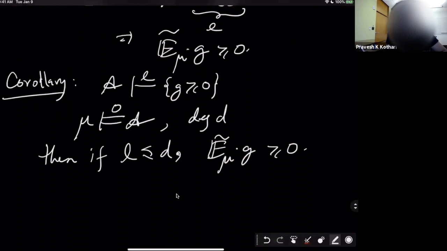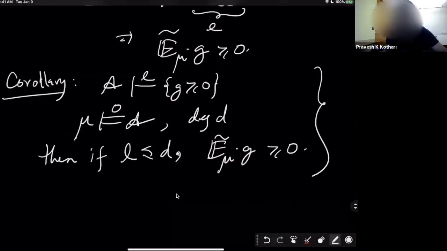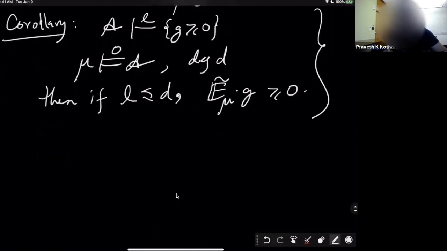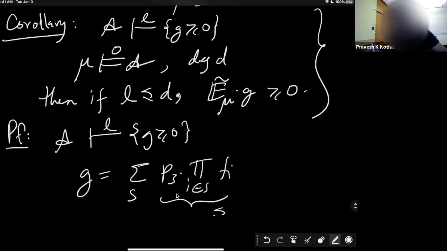Just one second, Tim. So you see why? Let's do the proof of this corollary because it's definitely simpler and not confusing. What does A derives G bigger than or equal to 0 mean? It means that G has a representation like this, and this has total degree at most L.